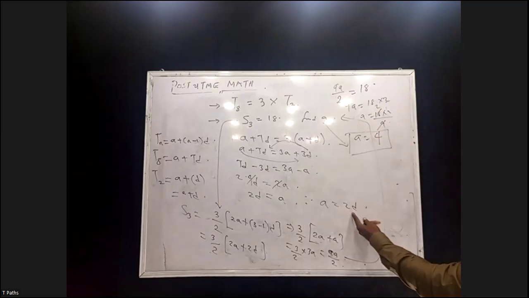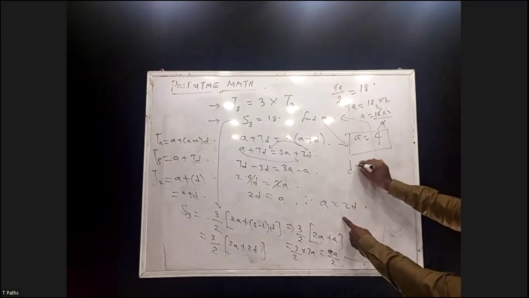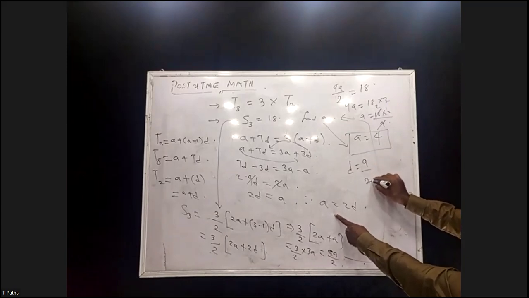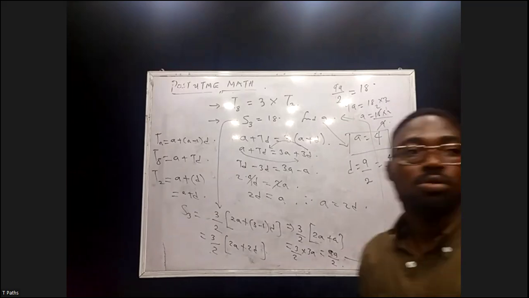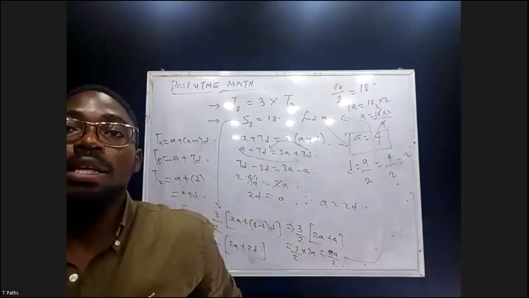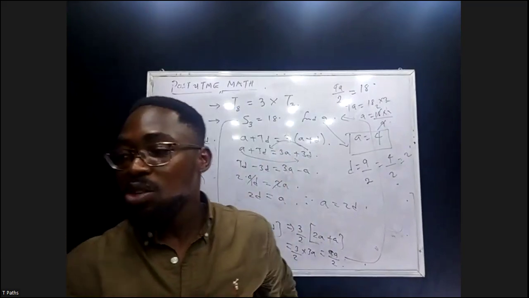What if they ask you to get the common difference? How do I get the common difference? From this statement here, the common difference is A over 2. What do I now have? 4 over 2, which is 2. So I think with this, when you see any question under AP and GP, sum of AP, you should be able to handle it.